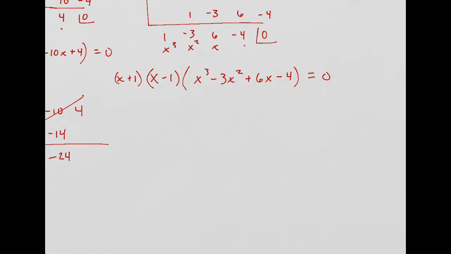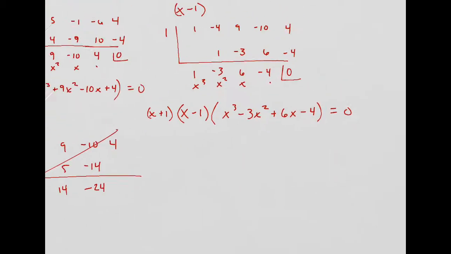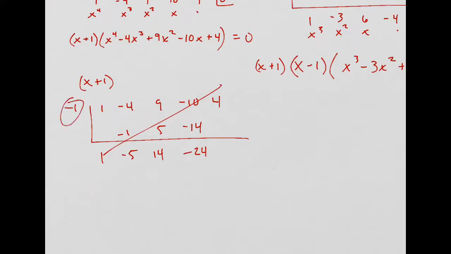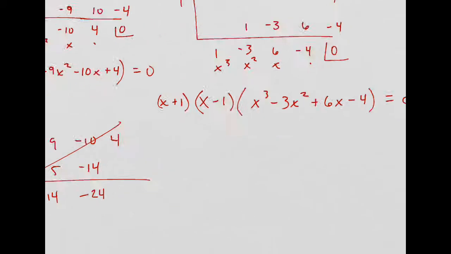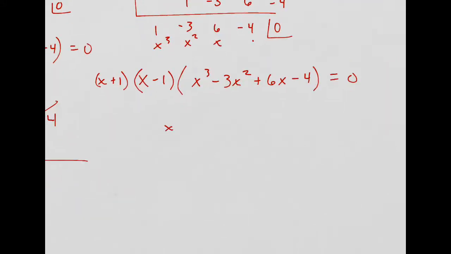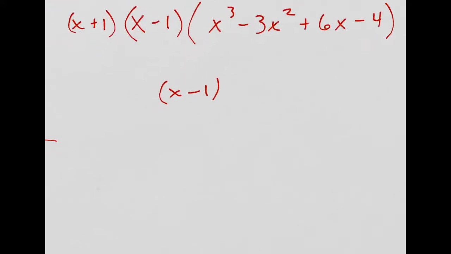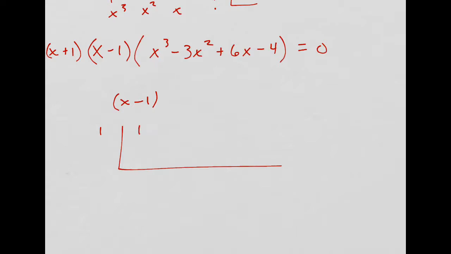And then, can I factor this? No, it won't work out. So I do it again. I start over again. Remember, I don't need to check a negative 1 anymore. I am going to check the positive 1 though. So again, I'll write down x minus 1, just so I can make sure that I'm not missing any. And this would be a positive 1, 1, negative 3, 6, negative 4.